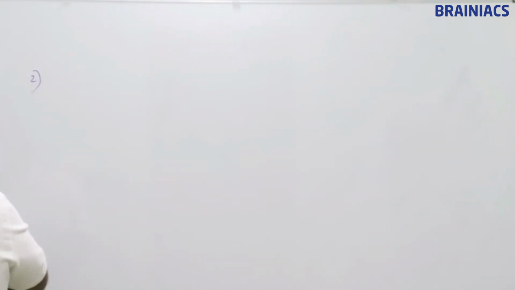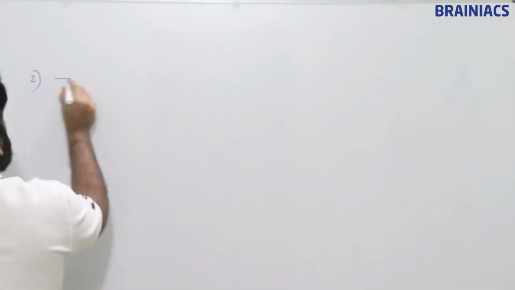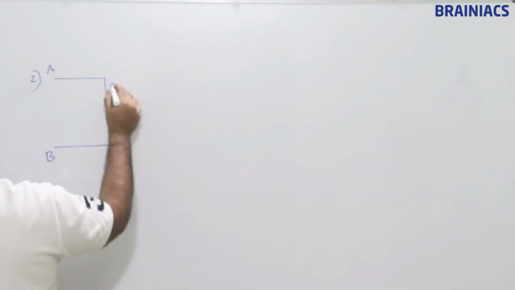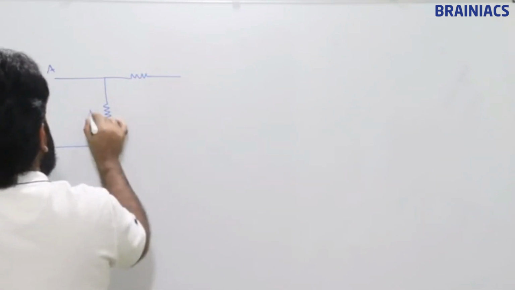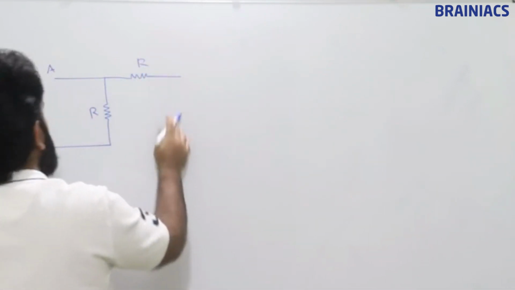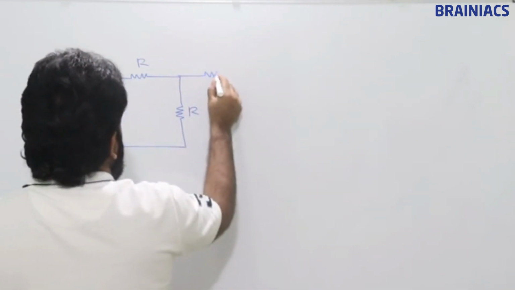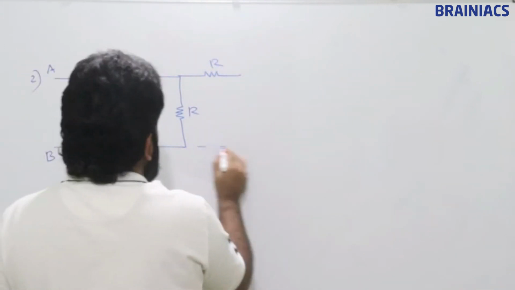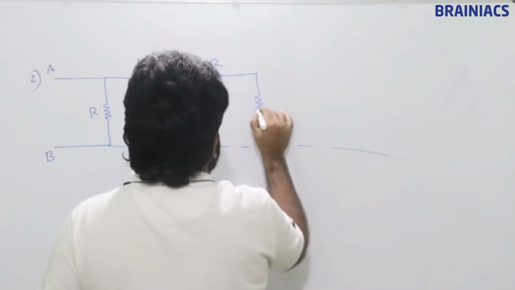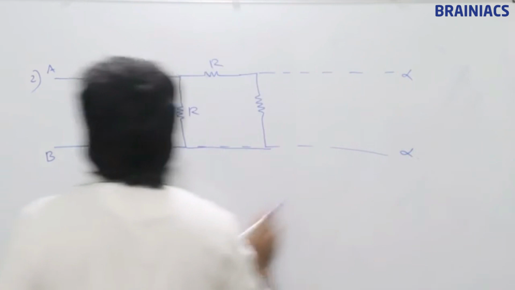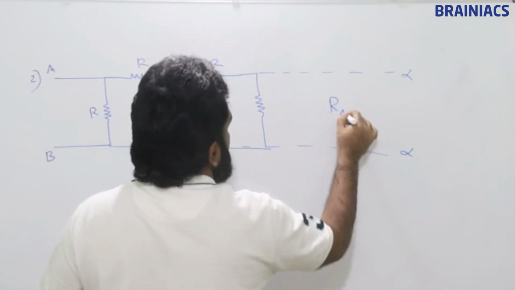Another problem of the same type. Infinite resistance network: resistance R, this is resistance R, R, R. So this can be extended like this. So what is the equivalent resistance between A and B?